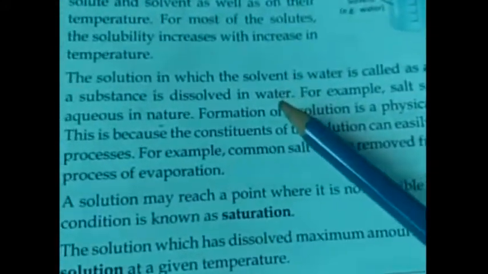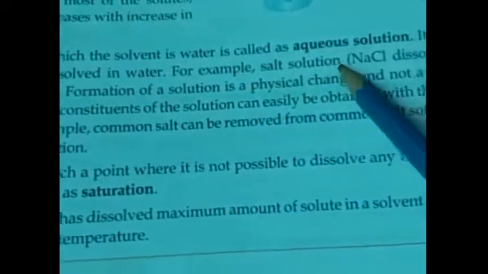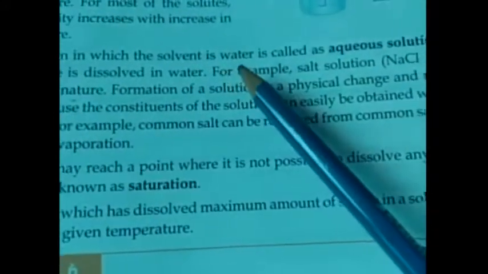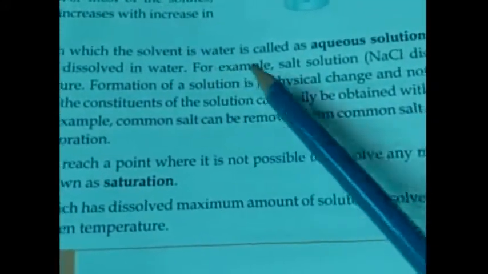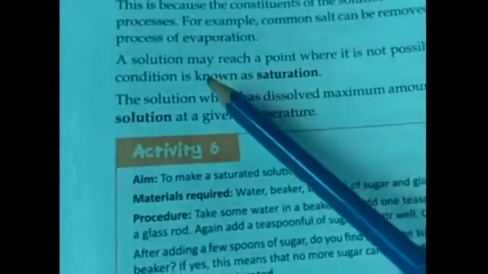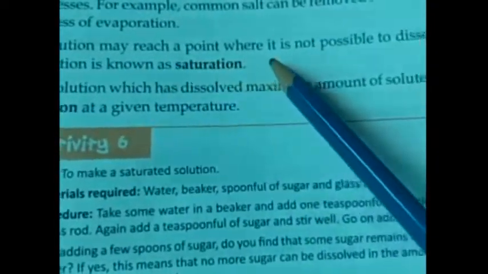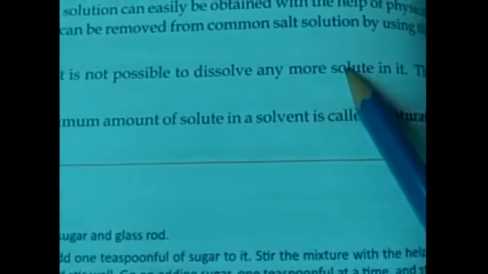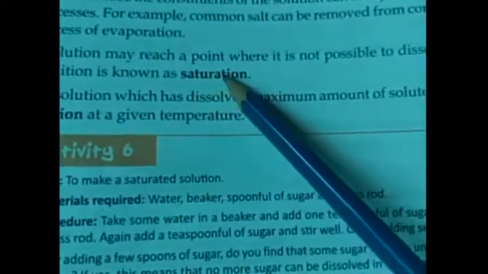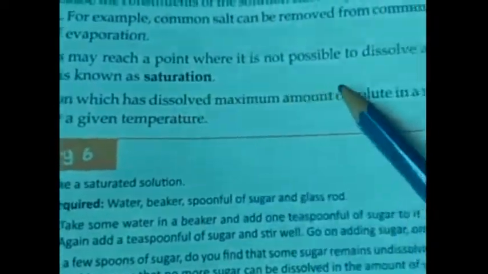A solution in which the solvent is water is known as an aqueous solution. A solution may reach a point where it is not possible to dissolve any more solute. This is known as saturation, and that solution is known as a saturated solution.